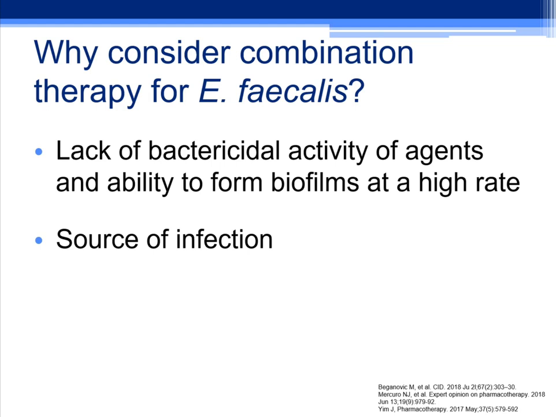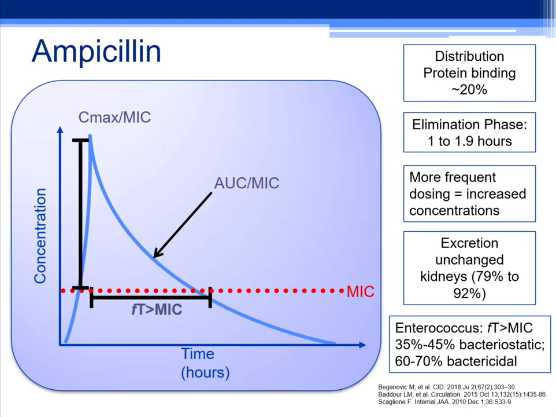So getting right into it, we'll take a look at AMP and Gent first. AMP, like we had stated earlier, is mostly classified as bacteriostatic versus Enterococcus. To really get that bactericidal effect, we have to give a tremendous amount of dosage over a persistent long period of time. And just from its pharmacokinetics, it doesn't readily work out that well.